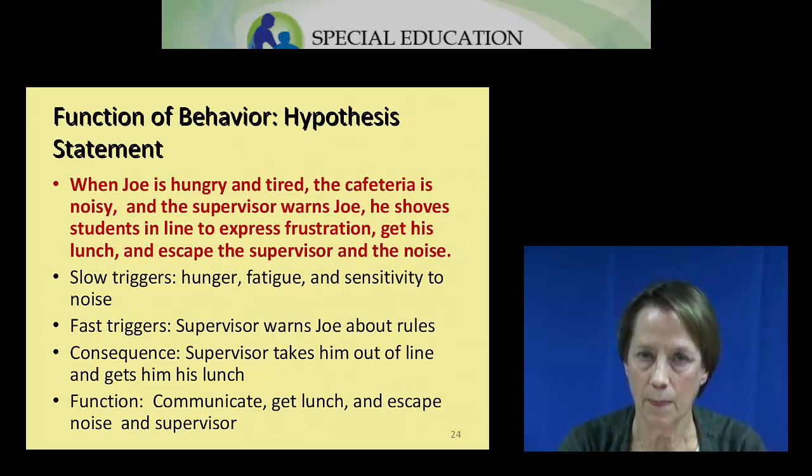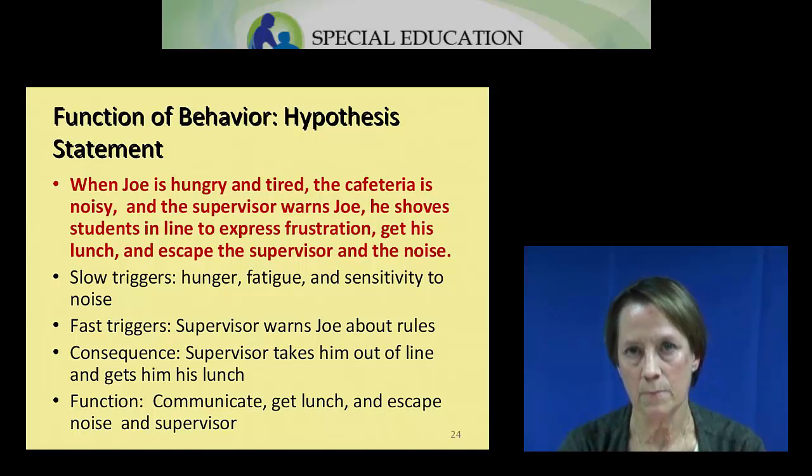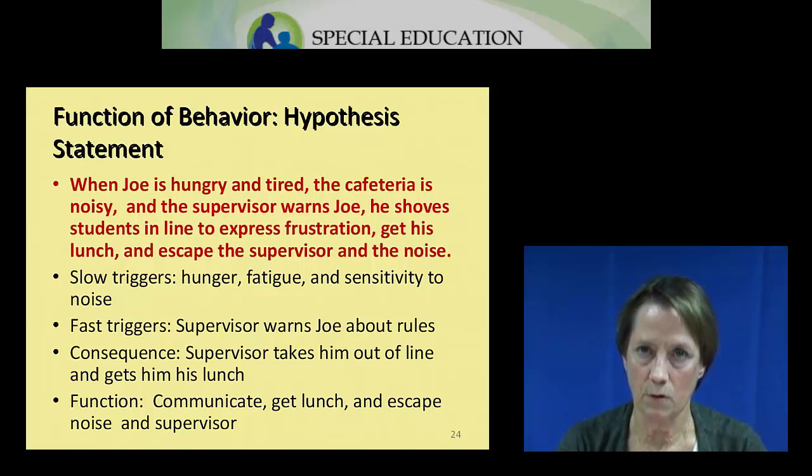So once we've thought about the functions that a behavior might serve, we're now going to develop a hypothesis statement. And this is a statement that sort of summarizes the factors that we have identified that we think influence the behavior. So here's a fairly complex hypothesis statement. When Joe is hungry and tired, and the cafeteria is noisy, and the supervisor warns Joe, he shoves students in line to express his frustration, to get his lunch, and to escape the supervisor and the noise.